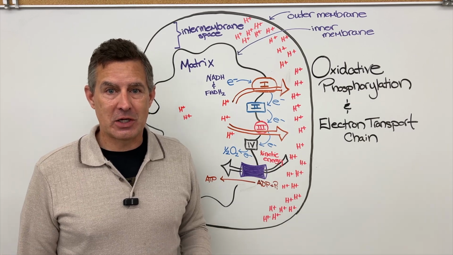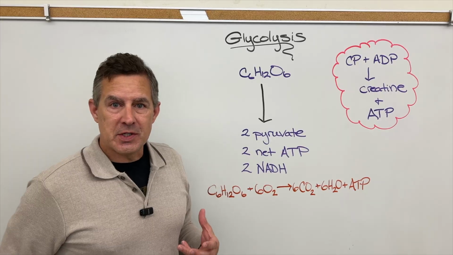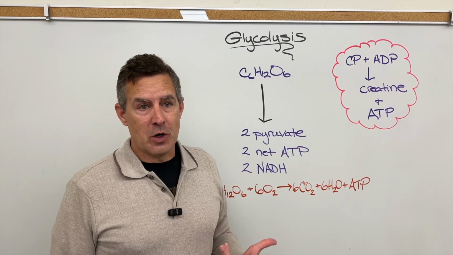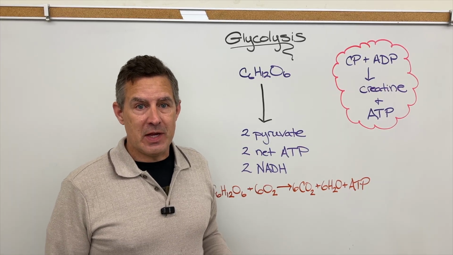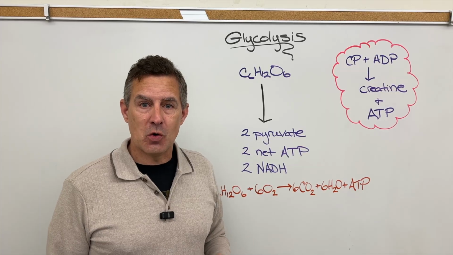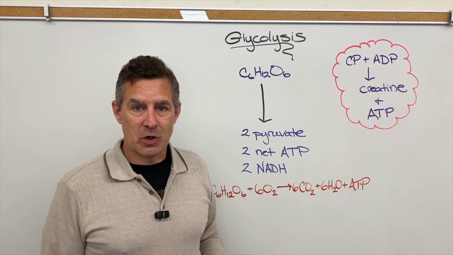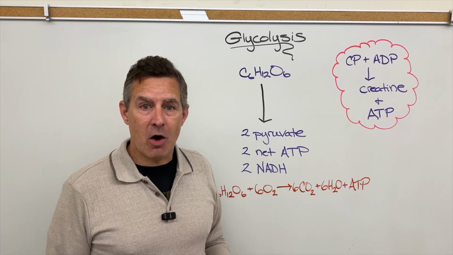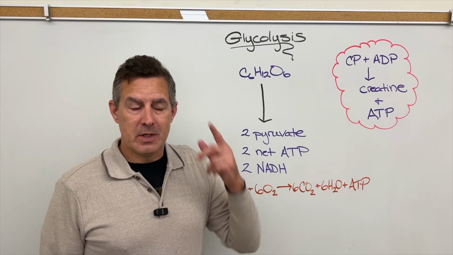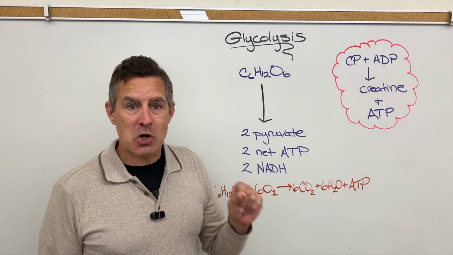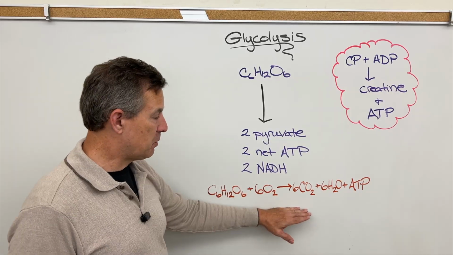start with glycolysis. So with regards to glycolysis, and really with regards to cellular respiration, any of the phases, glycolysis, the Krebs cycle, or oxidative phosphorylation, one thing we want to always have at the forefront of our consciousness is the equation for cellular respiration.